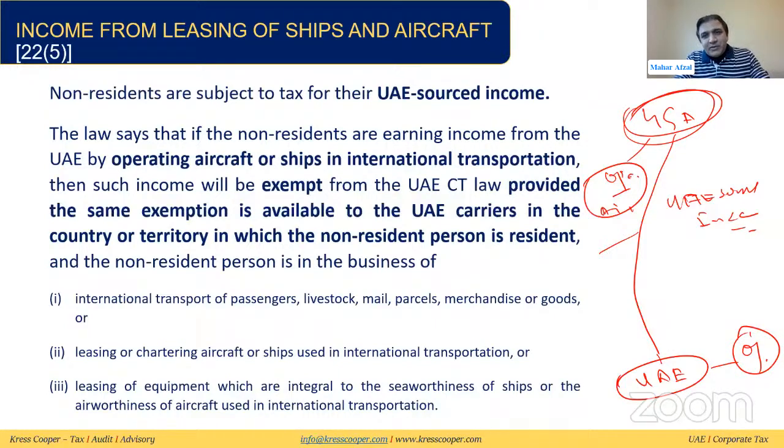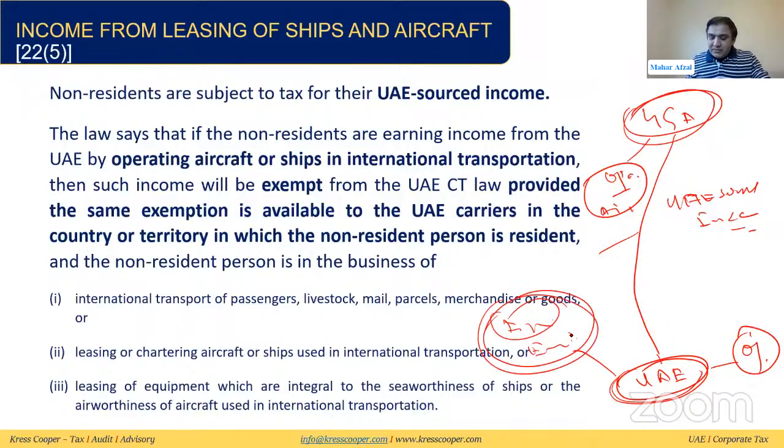But what is the exemption on this? They said if the USA or any foreign company is earning any income from the UAE, this income will not be subject to tax, subject to the condition that the same privileges are available to the UAE carrier. We know Etihad, Emirates Airline, Sharjah, whatever these airlines, if these same exemptions are available to the carriers of ships and aircraft of the UAE in the respective jurisdiction. So the US company will keep enjoying the income tax exemption in the UAE if the same privileges are available to the UAE carriers in the respective country.